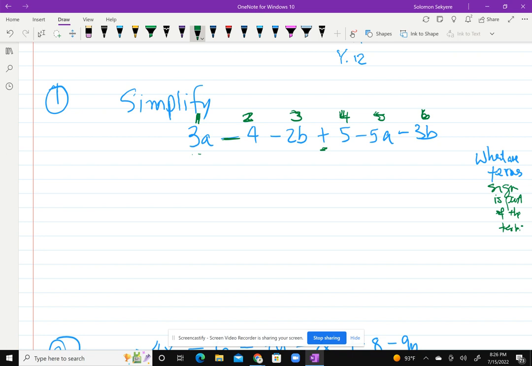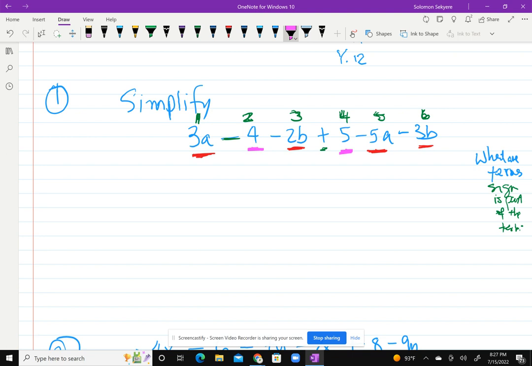Now let's consider what are like terms. If this is three apples, well, it's nothing like negative five apples, then we see A. So all the A's are like terms, all the B's are like terms, and the rest of it, the integers, you see this negative 4, 5, those are also like terms.